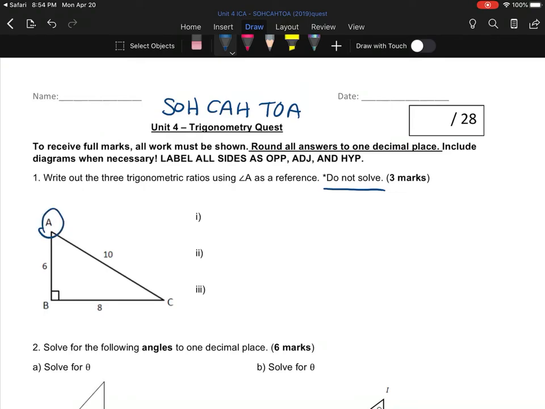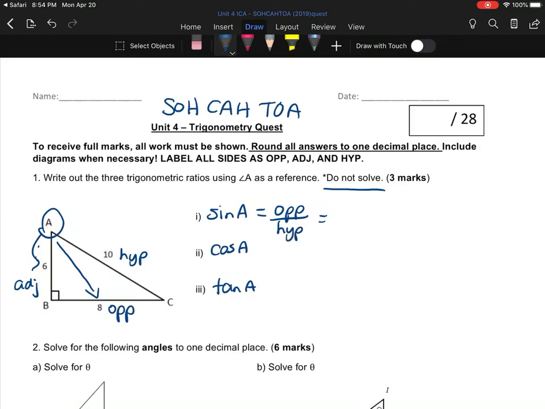The students just had to write out the trigonometric ratios, and we're going to use angle A as our reference. So you can label it. The hypotenuse is always across from the right angle or the longest side, and then 8 is the opposite side to angle A, and then the side beside it or the adjacent side is 6. You don't have to go in order, but most people would. So we're going to do sine A, cos A, and tan A.